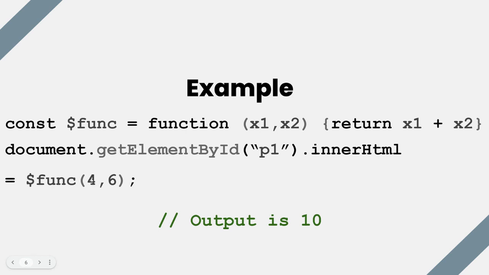Now this 4 and 6 will be passed into the function parameters x1, x2, and it will return the summation, that's the addition of the two of them. So you would have this to be return 4 plus 6, and when you run this on a code editor, you would have the output here to be 10. So this, very briefly, is how a function looks like as an expression.